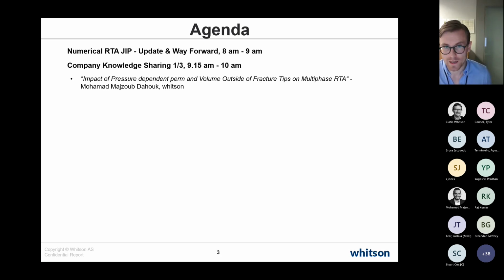The first one is a presentation by one of my colleagues, Mo, which will touch upon something that has been requested by many of you in the past, and that's how pressure-dependent permeability and also volume beyond the frac tips are impacting the multi-phase RTA workflow. So Mo has taken feedback from a wide range of you and consolidated it into one presentation, trying to investigate how that impacts the analysis.